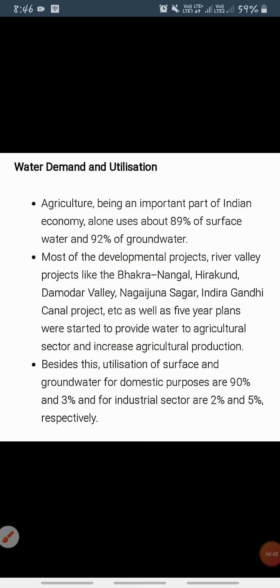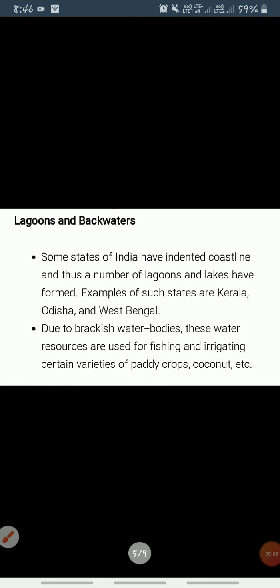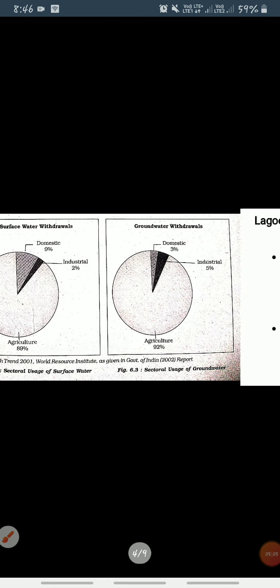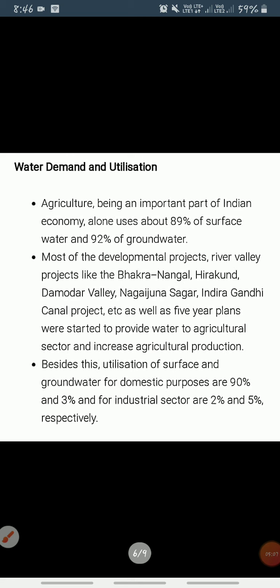Agriculture accounts for most of the surface and groundwater utilization. It accounts for 89% of the surface water and 92% of the groundwater utilization, which we already discussed in the diagram also. You can see here. Okay, so the share of the industrial sector is limited to 2% of the surface water utilization and 5% of the groundwater.